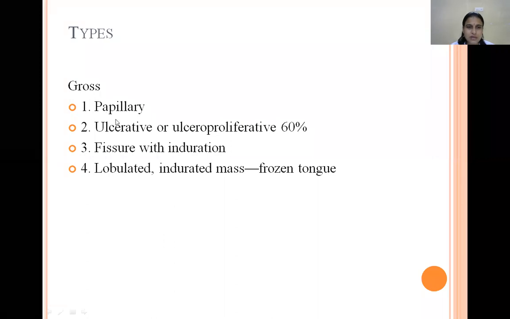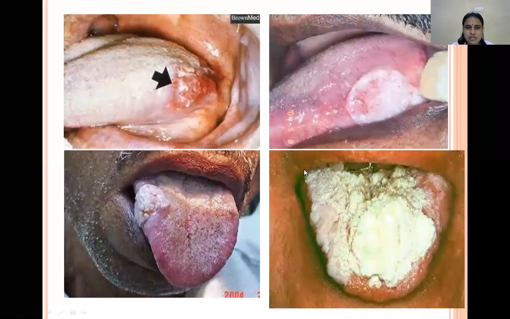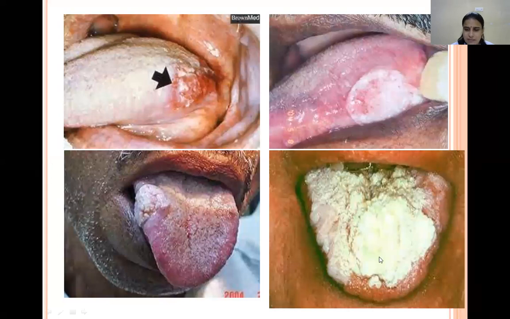Into the types of carcinoma in the tongue, it may be a papillary growth or ulcerative or ulcerative proliferative. This kind of carcinoma tongue is more common, almost 60% ulcerative or ulcerative proliferative growths. There may be fissures with surrounding induration or a lobulated indurated mass. Here, the entire tongue is frozen because of induration. This is the papillary type, ulcerative proliferative type, fissure type, and this is the frozen tongue.